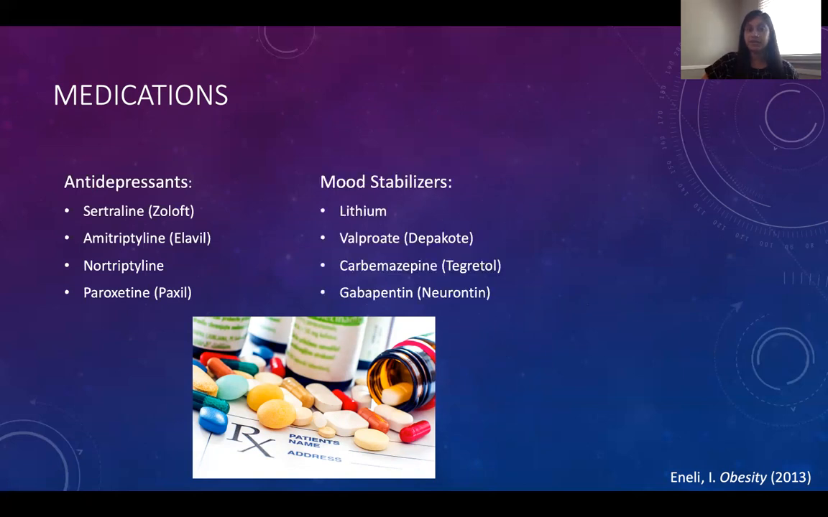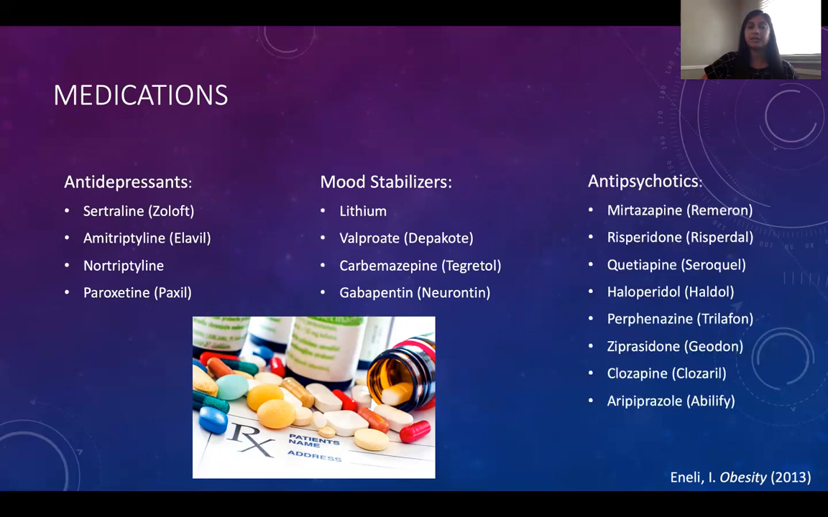You have your mood stabilizers, lithium, valproate, carbamazepine, and gabapentin. And then your longer list will include your antipsychotics. So mirtazapine, risperidone, quetiapine, Haldol, clozapine, just some examples to keep in mind.